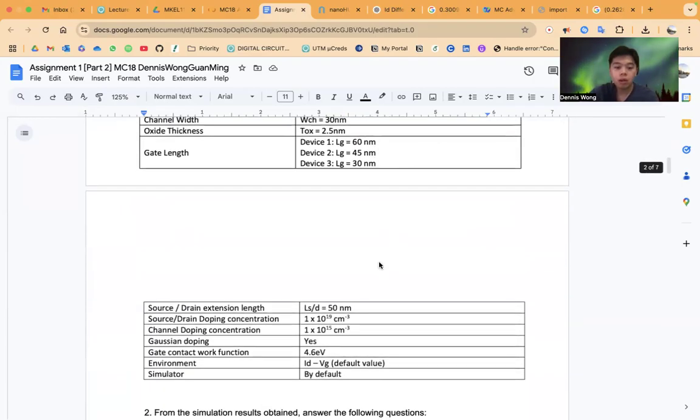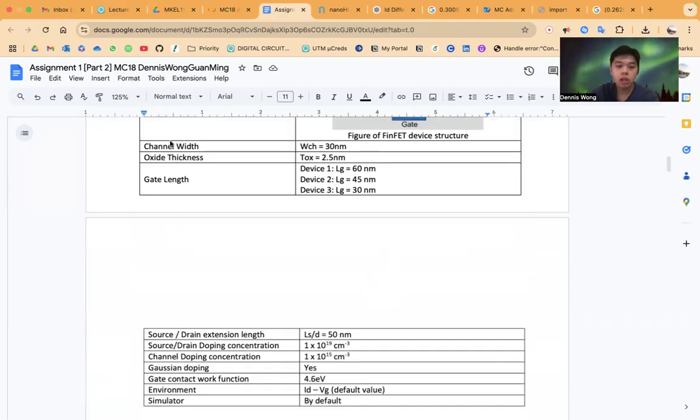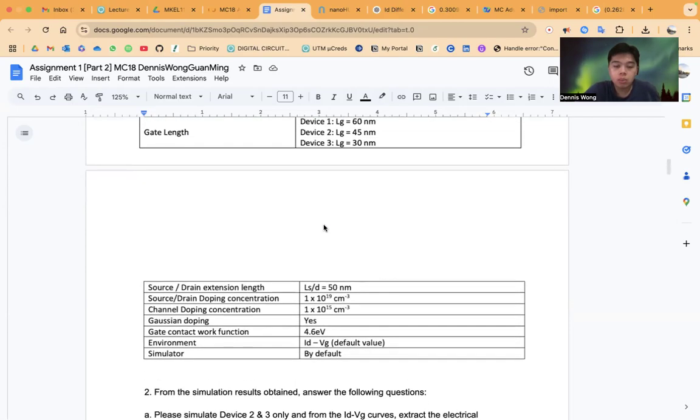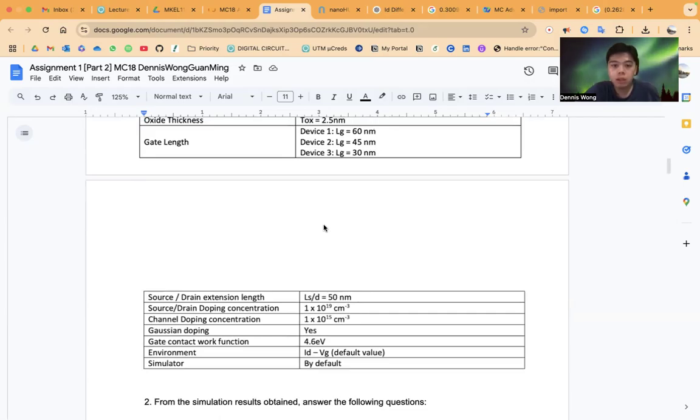So we have properties such as the channel width, the thickness of the oxide, source, drain, length, etc. Those properties will remain the same throughout all the simulations that we will be doing. We will only change the gate length. So you can see here, device 1 is 60 nanometers, device 2 is 45, and device 3 is 30 nanometers. For this presentation, we'll be focusing on device 2 and 3 because previously we have already done device 1.